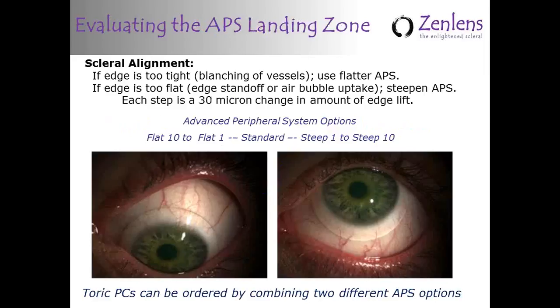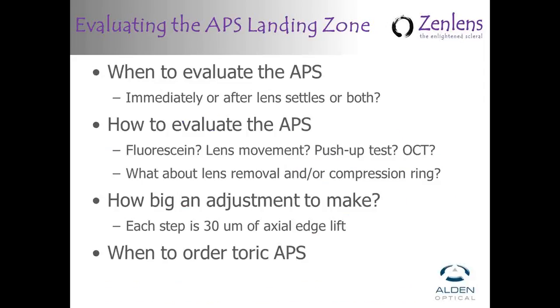What we'll do, we'll show a few pictures here. This again was from our initial certification training. Just kind of shows a picture of a pretty well aligned lens on the eye. You can see there's no blanching of the vessels. The blood is free to flow beneath the edge of the lens. Reasonably well-centered lens, and no signs of impingement or edge standoff.